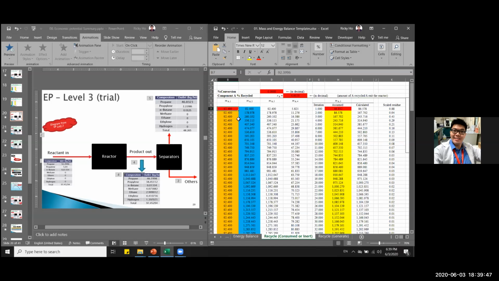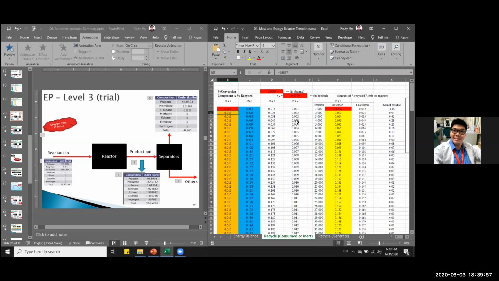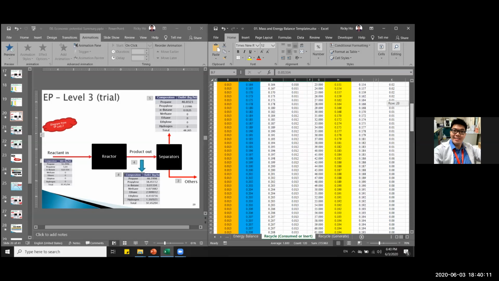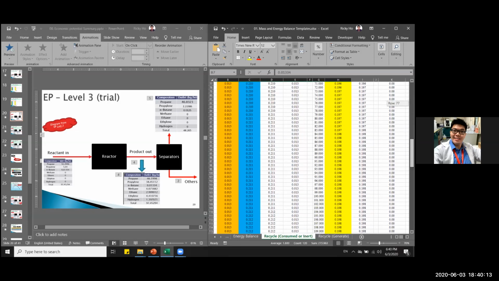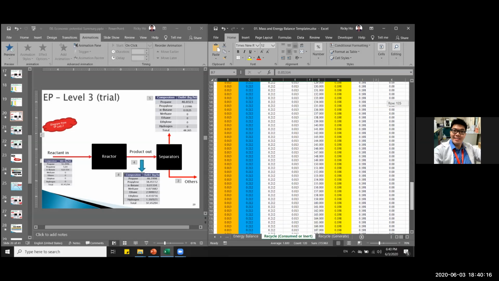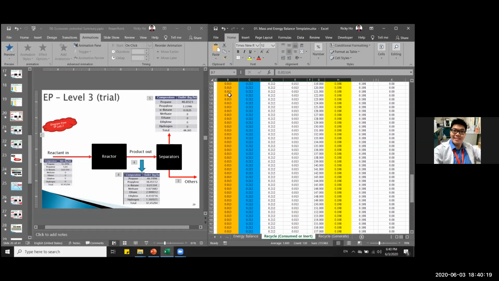Then now you need to change the third highlight. The butane entering your reactor is 0.01334. And the one that is recycled is 0.0125. Okay, for butane, as you can see here, it takes a while for it to converge. But finally, it will converge at 0.1998 here. So we take that and put it in the EP level 3 PFD.